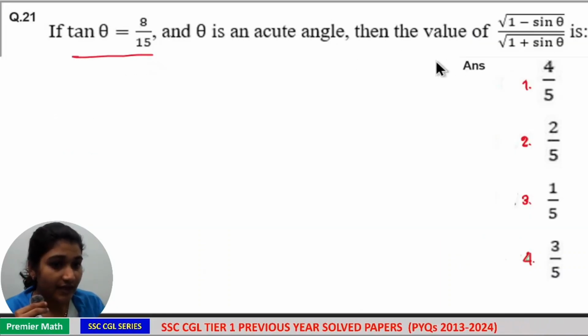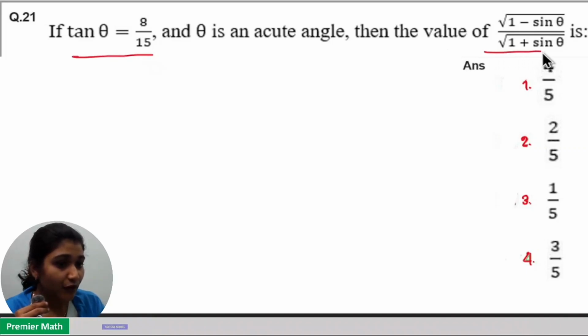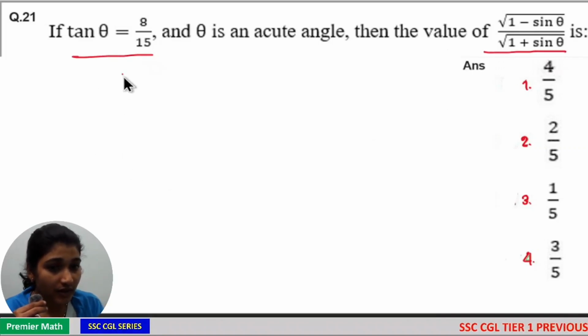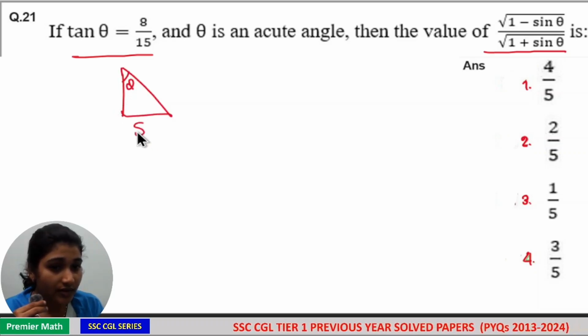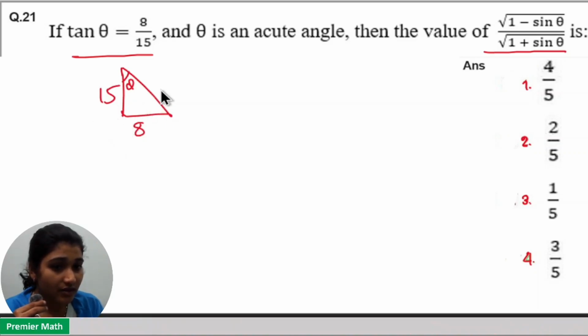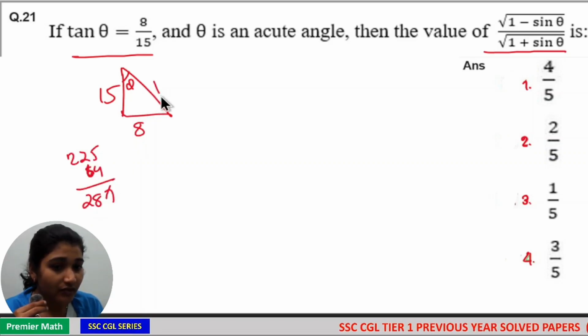If tan theta is 8 by 15, then the value of root of 1 minus sin theta divided by 1 plus sin theta is. Here, draw a right angle triangle. This is theta. Tan theta is 8 by 15 means opposite side is 8 and adjacent side is 15. Then 15 square is 225 plus 8 square 64 is equal to 289, which is 17 square.